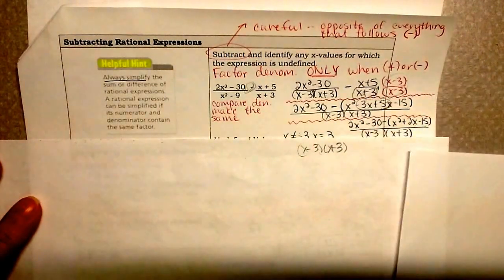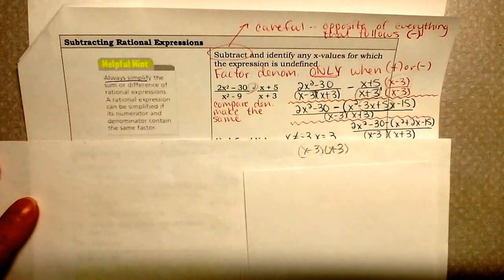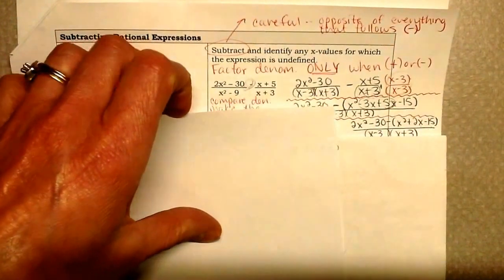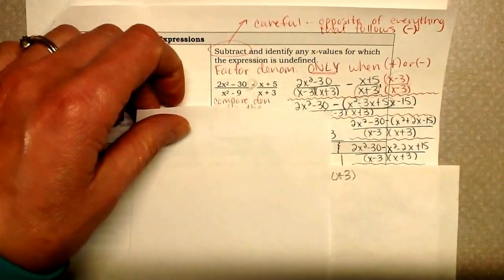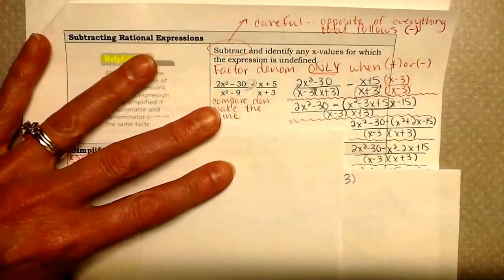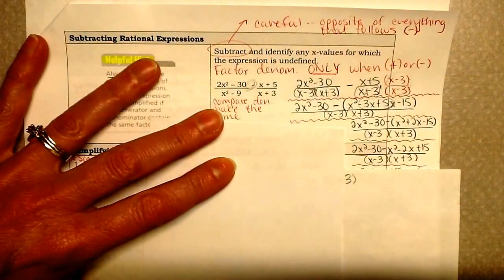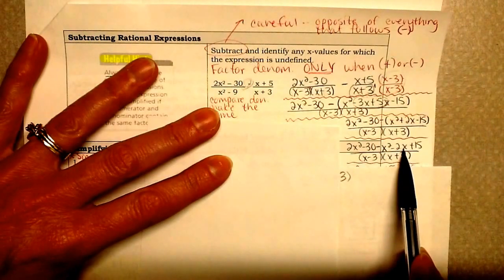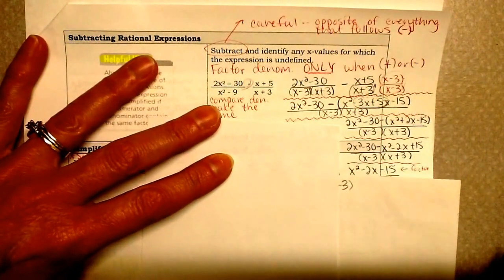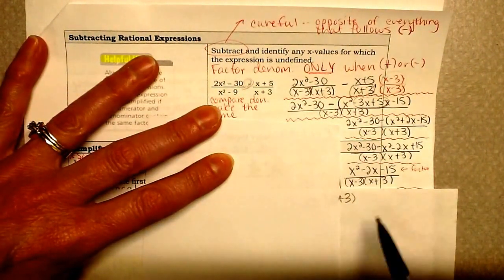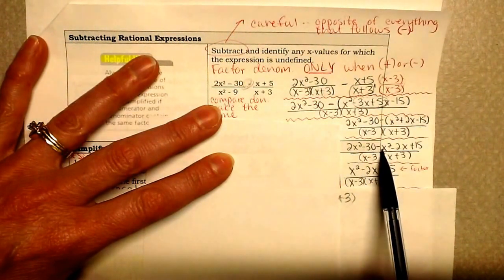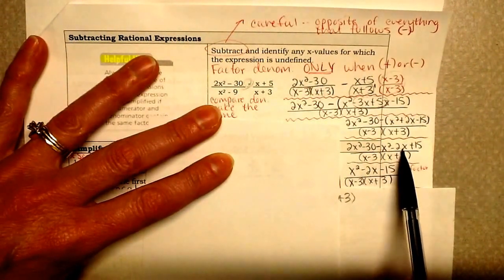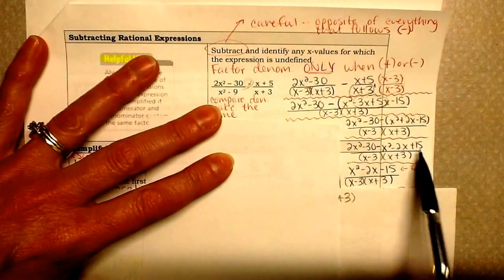Okay, underneath is my denominator, and when I simplify the numerator, I'm going to get 2x squared minus 30, and I just took the parentheses away and took the opposite of the three terms that follow. And then when I combine these two, it's going to give me an x squared. I don't have any other x to the first power terms, so then it's going to be minus 15.